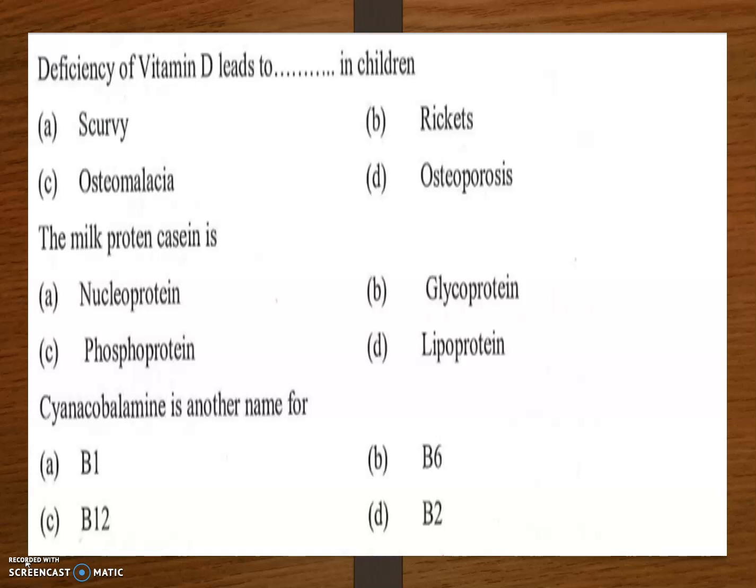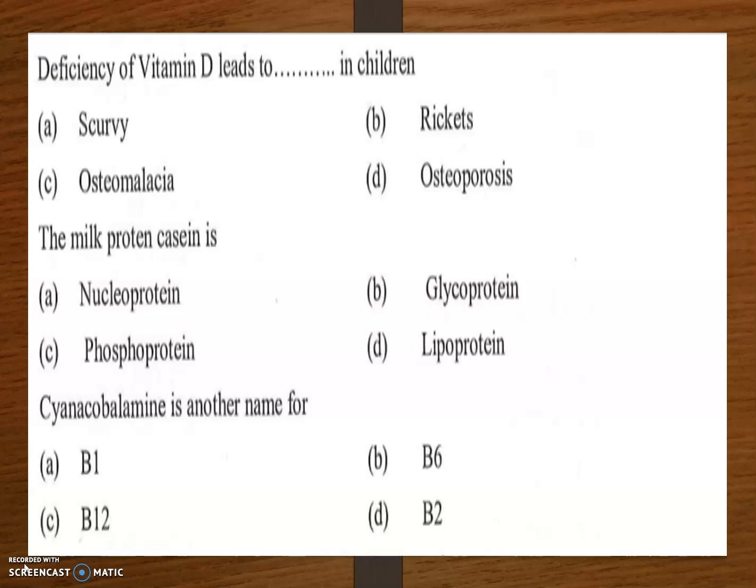Next question. The milk protein casein is. The answer is option C, phosphoprotein. The milk protein casein is a phosphoprotein. Actually, there are two major categories of milk protein and they are characterized based on their chemical composition and physical properties. They are the casein family and the whey family.